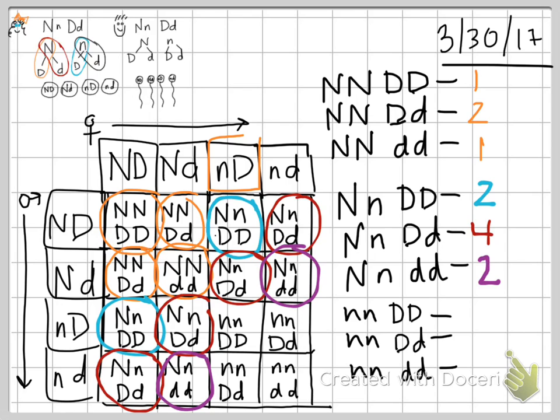Anybody have a prediction about what the pattern will be for the last 3 genotypes? 1, 2, 1. Well, I think you're right. Let's test that. So, little n, big D, 1. Little n, heterozygous, 2. Oh, gee, 1 left. Yeah. So we see this larger 1 to 2 to 1 to 2 to 4 to 2 to 1 to 2 to 1. It's crazy. But it's got this sort of pattern within a pattern. I like it for that reason.